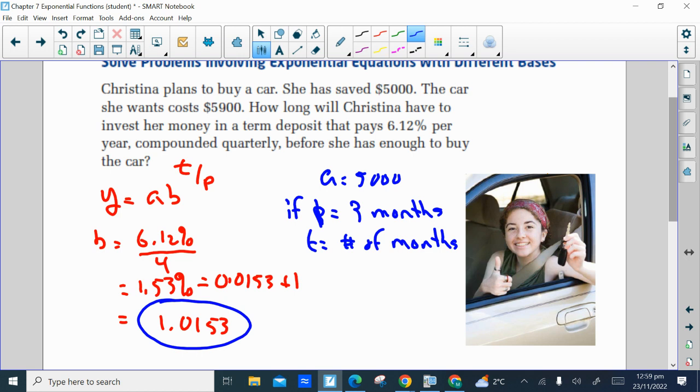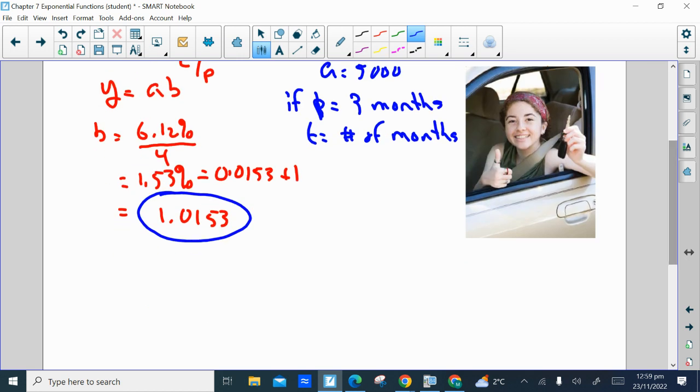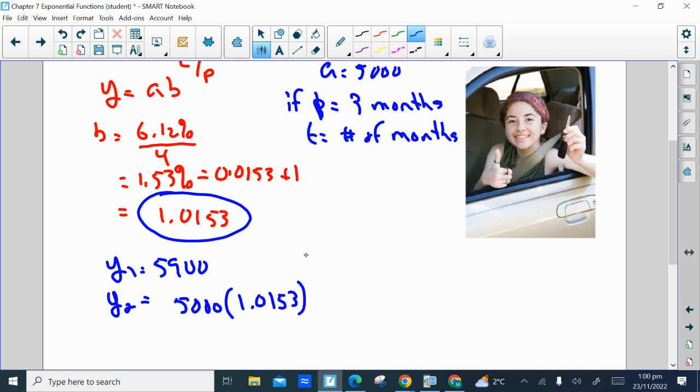So we want to know how long it'll take for this investment to reach 5,900. So we're going to have two equations here. Y1 will be 5,900. Y2 will be 5,000 times 1.0153 to the power t over 3. And we want to solve for t.